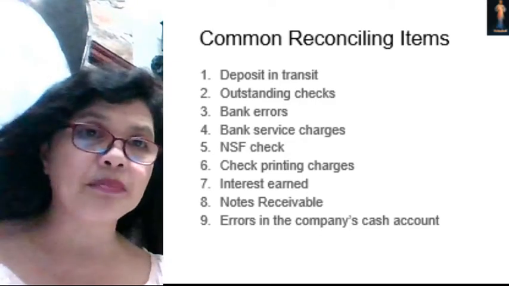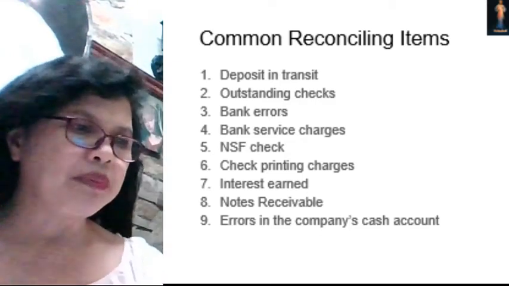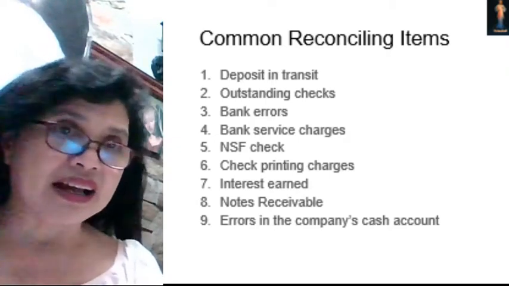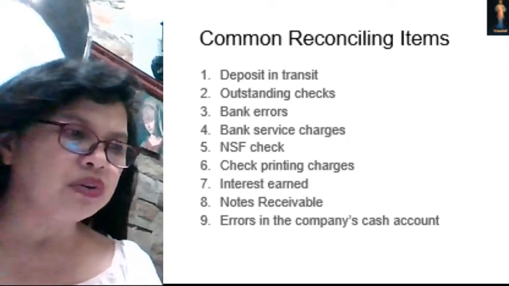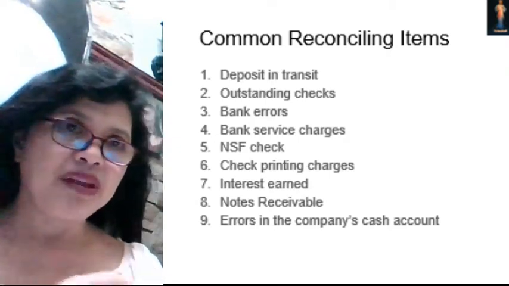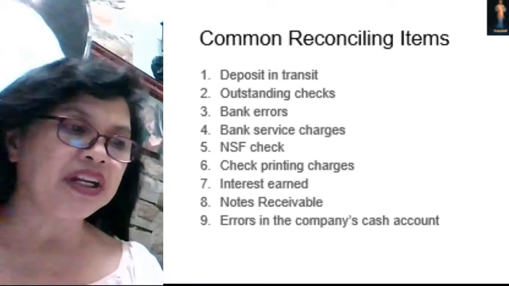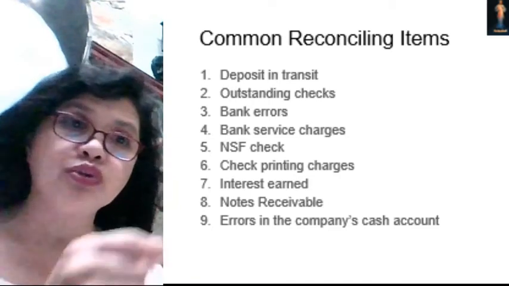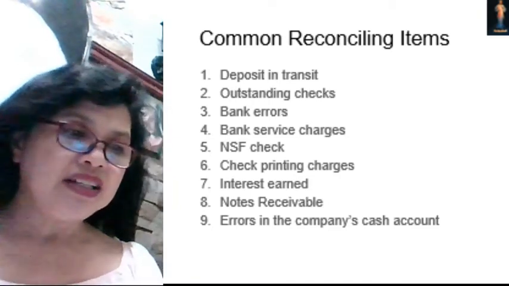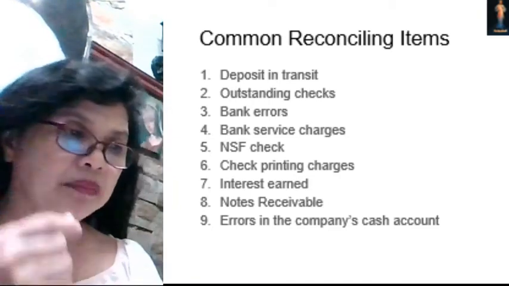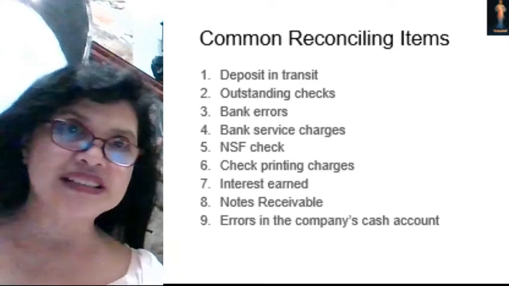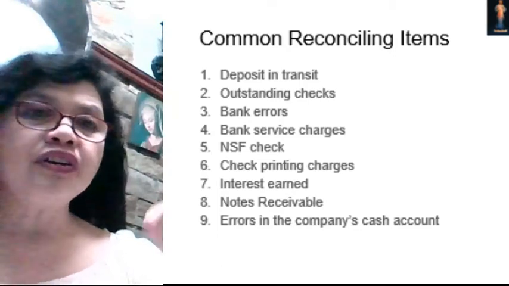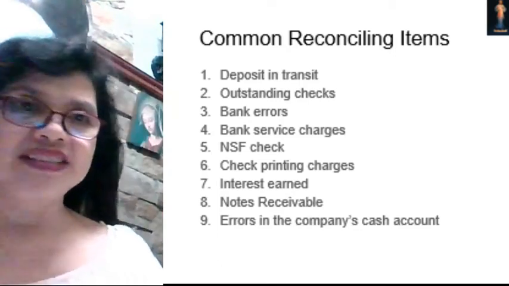Okay, next we have the bank errors. When we say bank errors, these are mistakes made by the bank. For example, it may include an incorrect amount, maybe an incorrect recording of an amount, or entering an amount that does not belong to the company. Or omitting an amount from the company's bank statement. So that is an error of the bank which needs to be corrected.